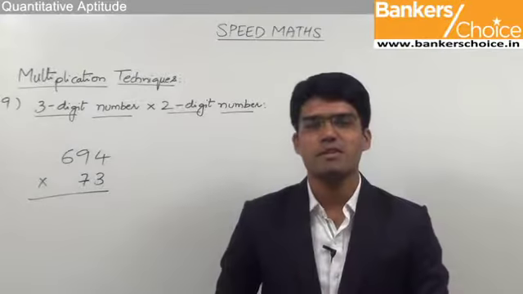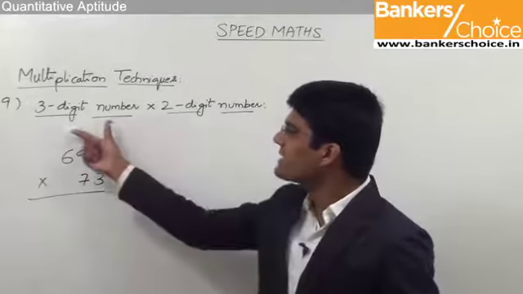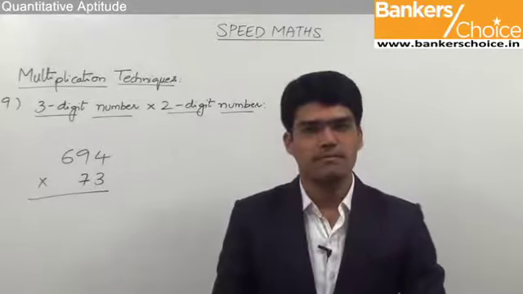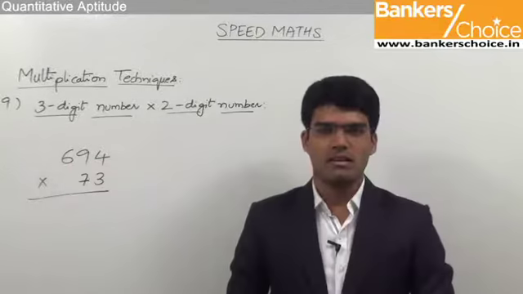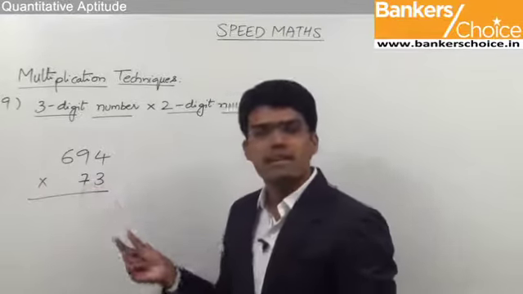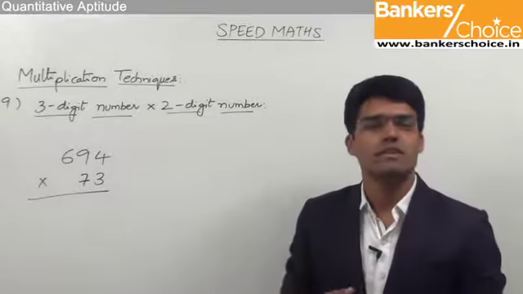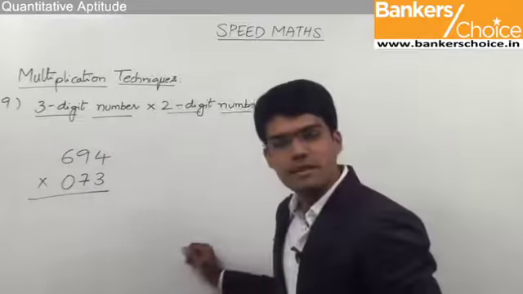Having done the multiplication of 3-digit numbers, let us now see how we can multiply a 3-digit number with a 2-digit number. For example, let's say we have to multiply 694 with 73. Multiplication of a 3-digit number with a 2-digit number is as good as multiplying two 3-digit numbers. What we only need to do here is convert this 2-digit number 73 into a 3-digit number, and that can be done simply by placing a 0 in front of 73.